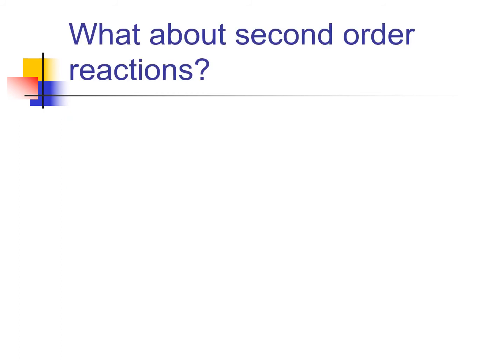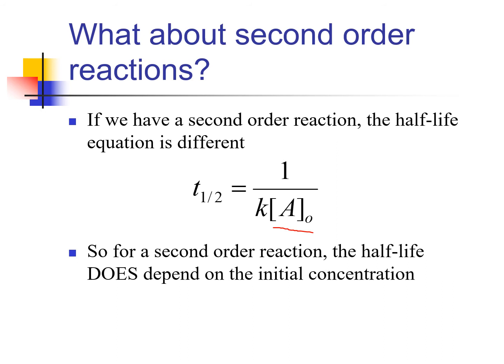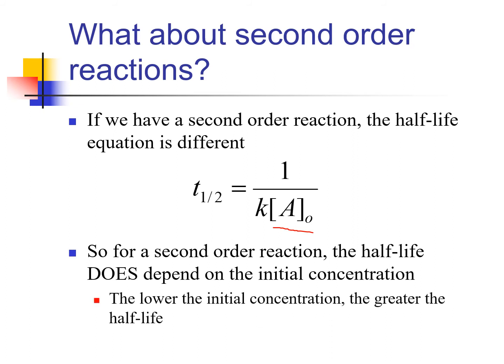What about second order reactions? Well, things become muddier, and you get this equation. Notice here that concentration now plays a role. And because concentration is on the bottom, the larger the concentration, the smaller the half-life. So the reaction is going to be substantially faster. The half-life is actually smaller at higher concentrations.